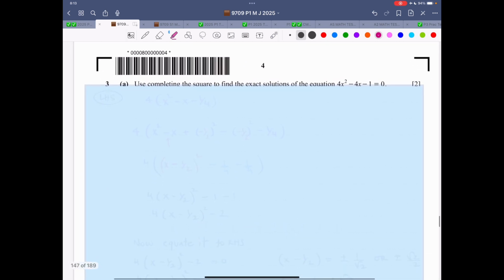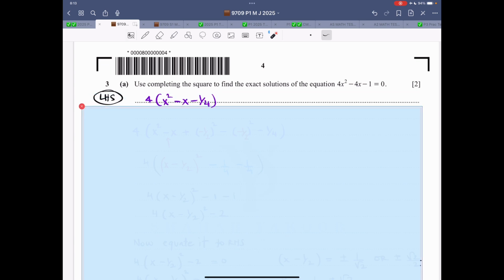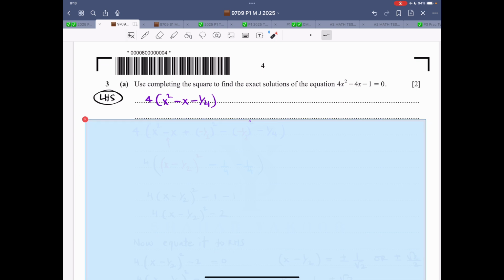Now we are on question number 3. It says use the completing the square method to find the exact solutions of this equation. So now you don't have to use the quadratic formula. You cannot factorize naturally, so you have to use the completing the square method. Now, what is the first prerequisite for completing the square? That is, make sure the coefficient of x squared is 1. So you take this constant common throughout. That's the way I do it.